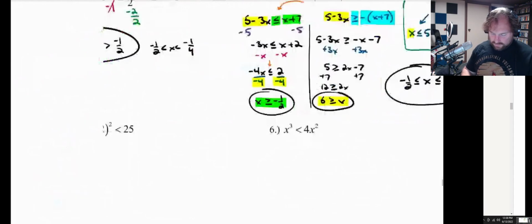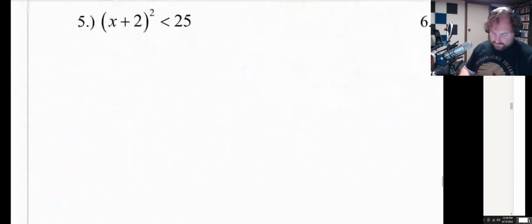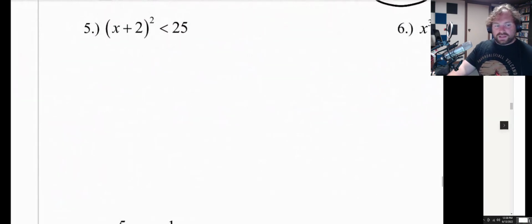Okay, let's see how hard these get. Question number 5. We got a quadratic equation this time. Now we have to remember that in this case, when we take the square root of this, what you need to remember is that when you square something, it's kind of like the absolute value with an added mathematical implication. Squaring something always makes it positive.